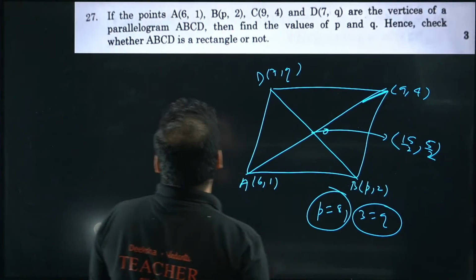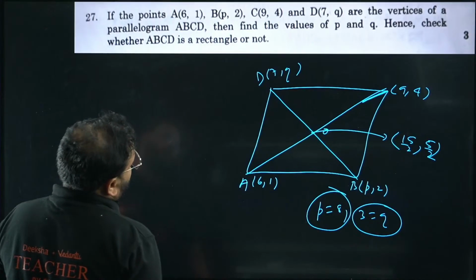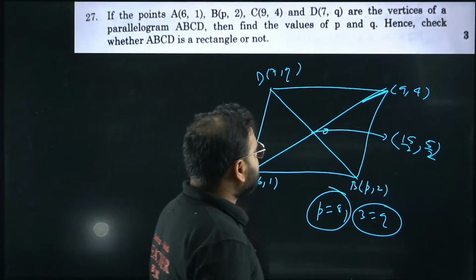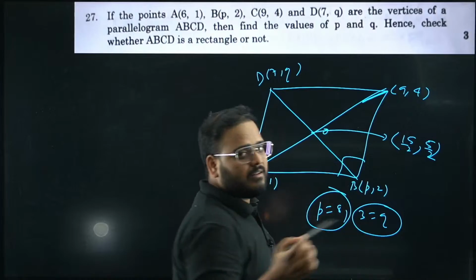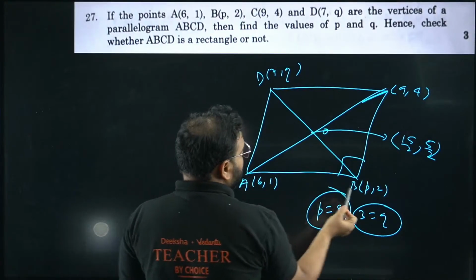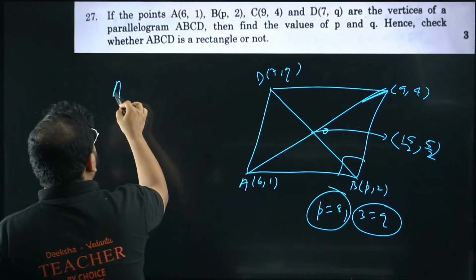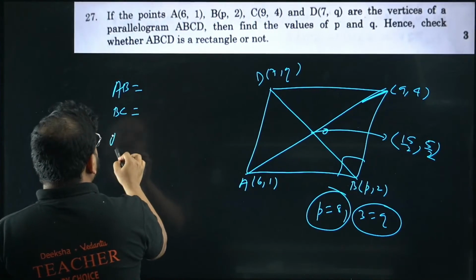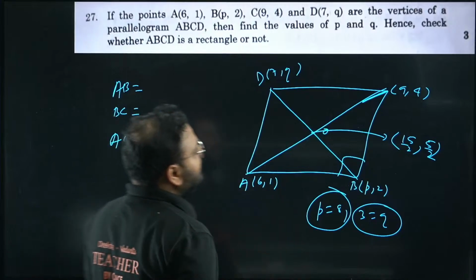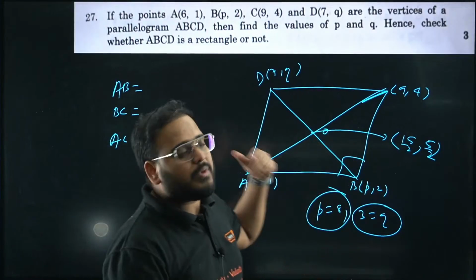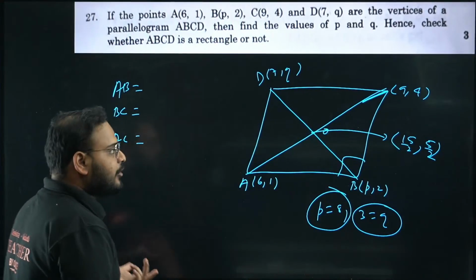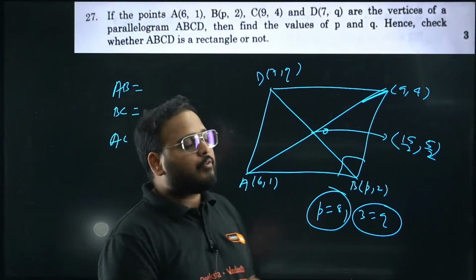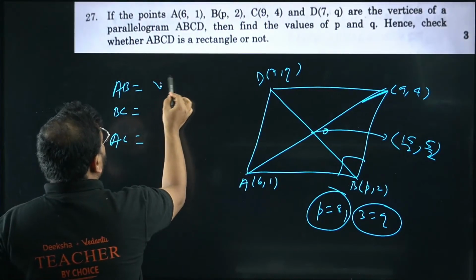Now they are asking, hence check whether ABCD is a rectangle or not. If you can prove that it's 90 degrees, it means it's a rectangle. So find the length AB, BC and the length AC. If you can prove that it validates the Pythagoras theorem, then you'll say it's a rectangle. But if you try doing this, you're going to get this as root 5, I think.